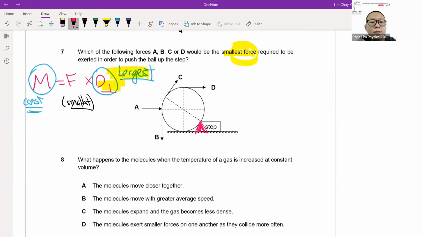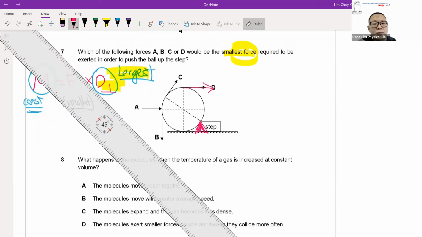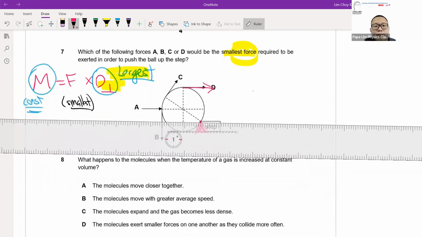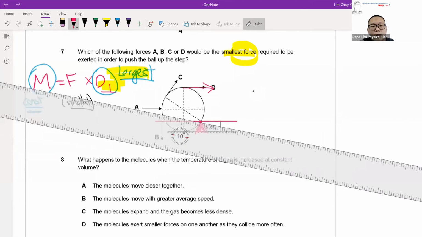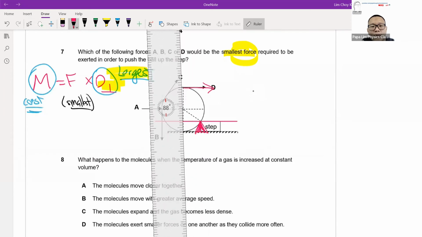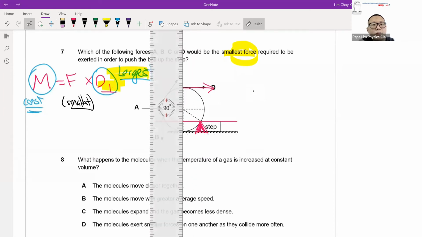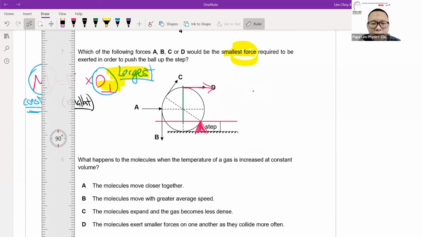So let's look at the perpendicular distance. For D, if my perpendicular distance is here, same thing. If you look at the ruler, the pivot is here. The perpendicular distance is between these two red color lines. So the perpendicular distance for D will be this particular length here, I would say about 3/4 of a circle. So if you look at the different forces at different options A, B, C, D, you'll find that the perpendicular distance will change.